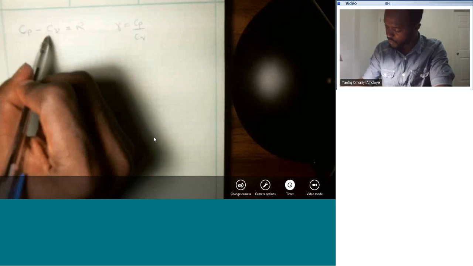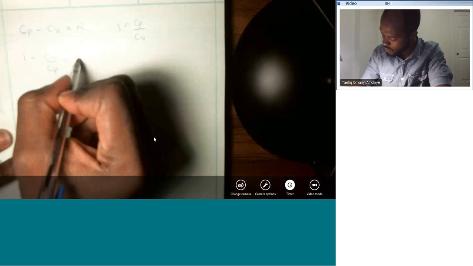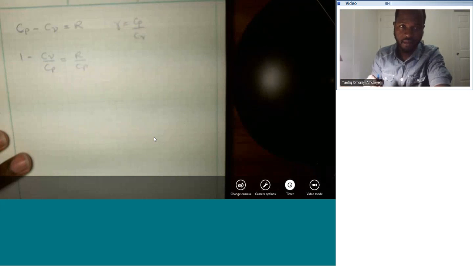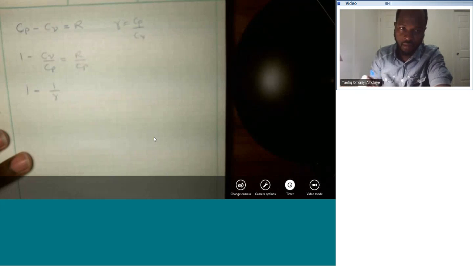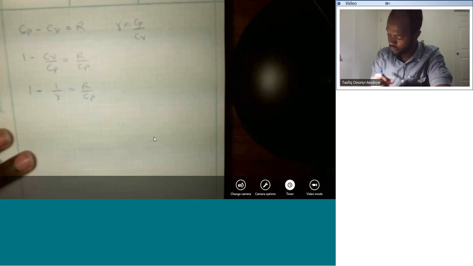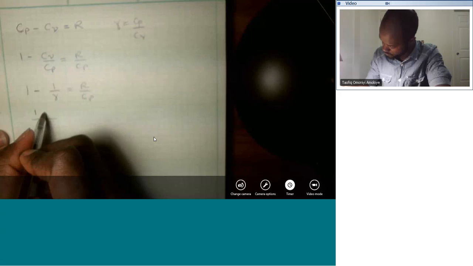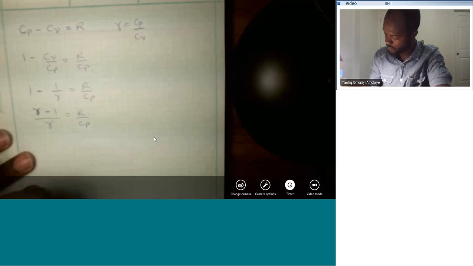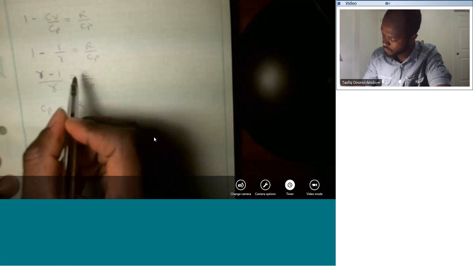by Cp, so that we have 1 minus Cv over Cp equals R over Cp. And we know that Cv over Cp is just the inverse of gamma. That means we have 1 minus 1 over gamma equals R over Cp. Then from here we know that (gamma minus 1) over gamma equals R over Cp. That means Cp, of course, is equal to gamma R over gamma minus 1.